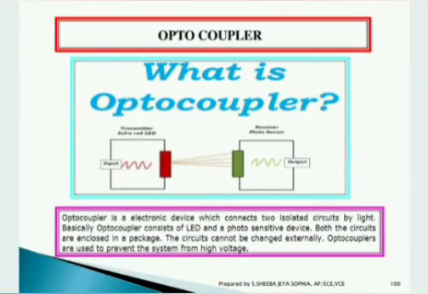Moving to another major category, the opto-coupler. What is an opto-coupler? It is an electronic device which connects two isolated circuits by light. Basically, an opto-coupler consists of an LED and a photosensitive device. Both are enclosed in a package and the circuits cannot be changed externally. These opto-couplers are used to protect the system from high voltage. You can see here the transmitter infrared LED and receiver photosensor, both connected for getting the input and producing the output.